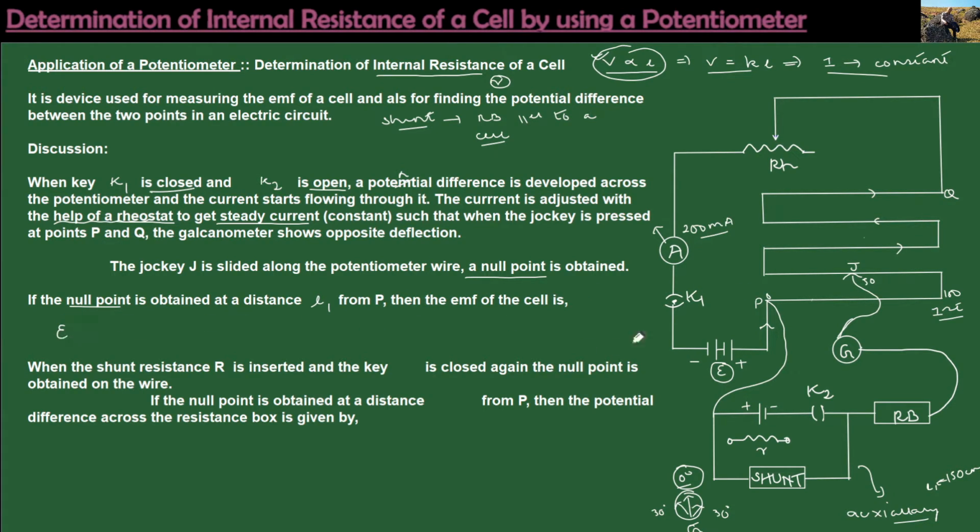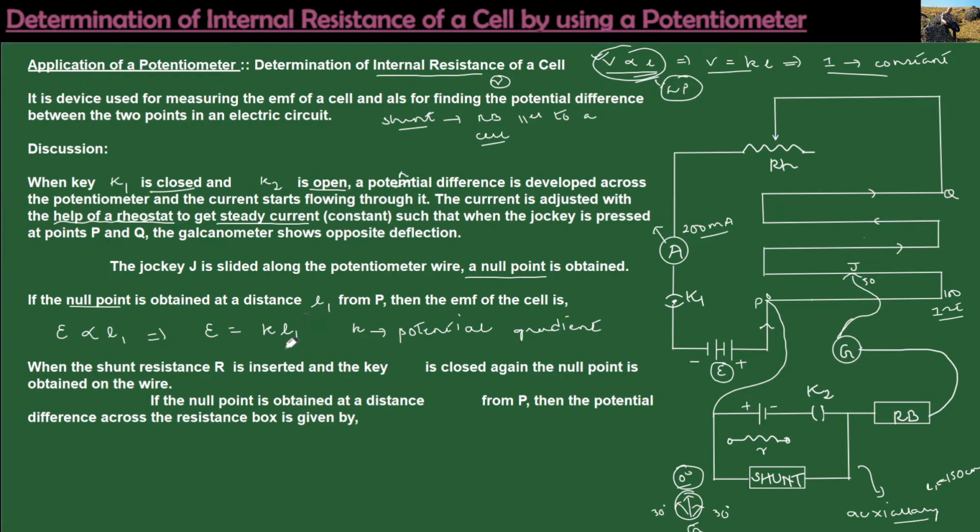This EMF E of this battery is directly proportional to the length L1, based on this working principle of a potentiometer. So from here, this EMF E will be equal to K times L1. So what is this K? Our K in this case is nothing but the potential gradient. The SI unit of potential gradient is volt per meter.